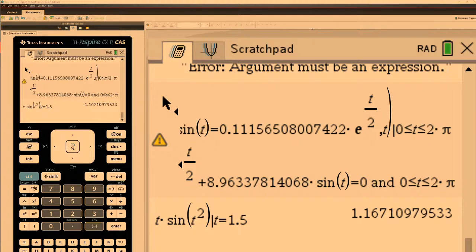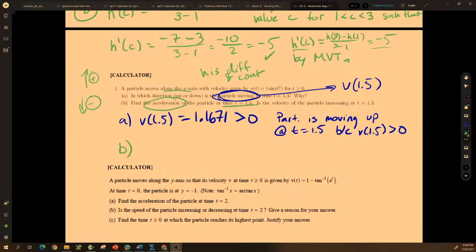That's your explanation. Then for B, it says find the acceleration at time 1.5. So I'm going to do that first. There's a period. Okay, whenever there's a period here and they say to do something, I like to just do that first and then keep going. Don't forget that there's more though. Okay. Oops. I don't think I showed this. I think I was still in the calculator, but that's what I wrote. V of 1.5 equals 1.1671, greater than 0, and then I wrote in that.